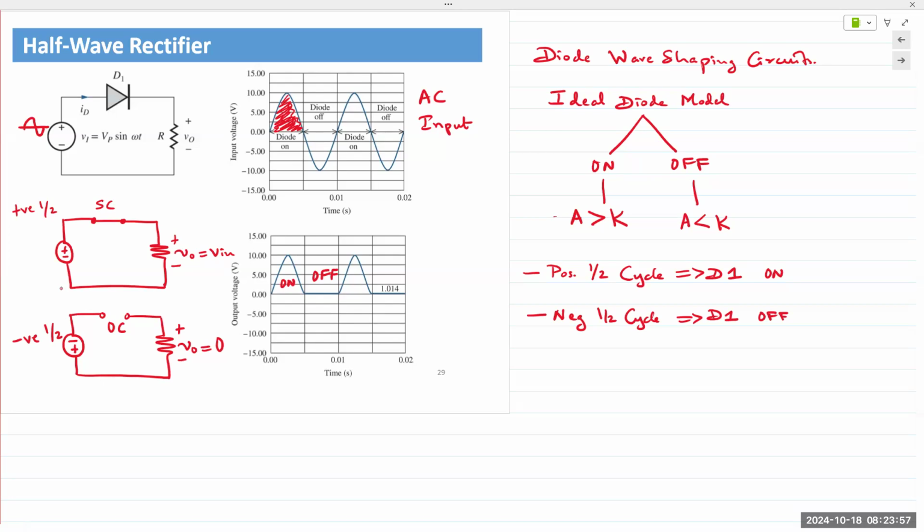So on during the positive half cycle and off during the negative. Does that make sense? Right? That essentially is the complete working of a half-wave rectifier.